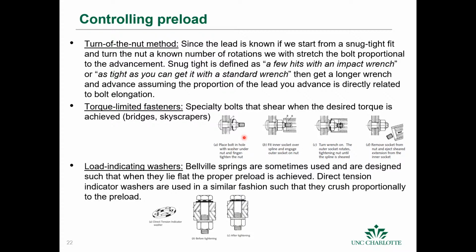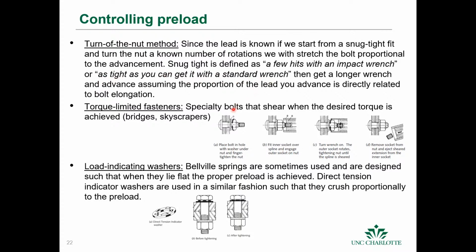One is called the turn of the nut method. This is like the old school way of doing it. You basically tighten your joint and get down to a snug tight, which is defined as a few hits with the impact wrench, like if you turn on your wrench and let it hit a couple times, or as tight as you can get it with a standard wrench.